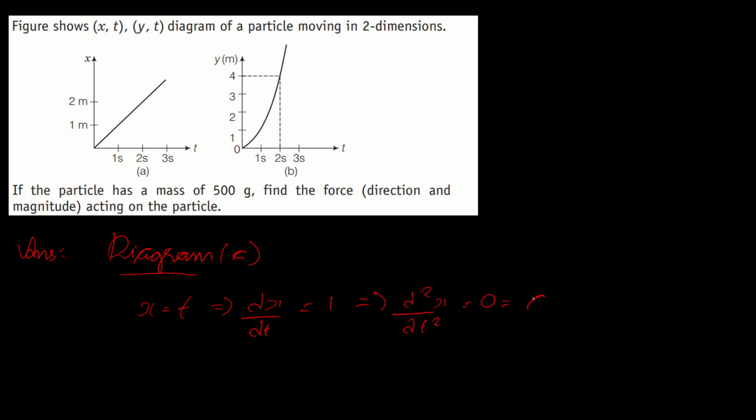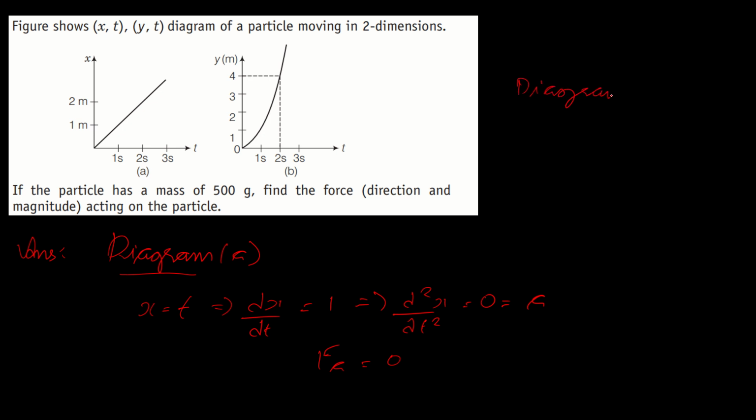What is that? It is equal to acceleration. So what is the force in this case? Fa will be 0, right? Because force is equal to ma. The mass is given in the question, but in diagram A, acceleration is 0. We found that by differentiating. So Fa equal to 0. Okay. Now let us check for diagram B.